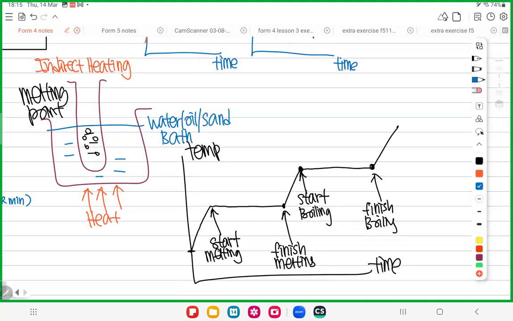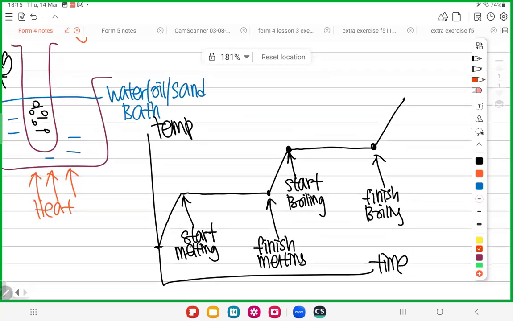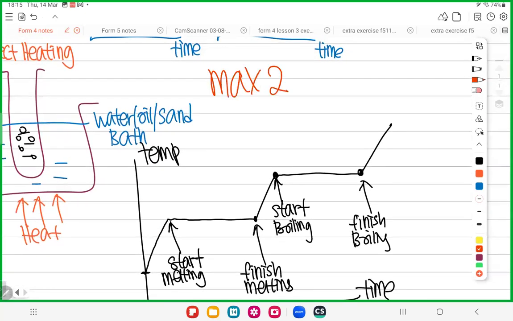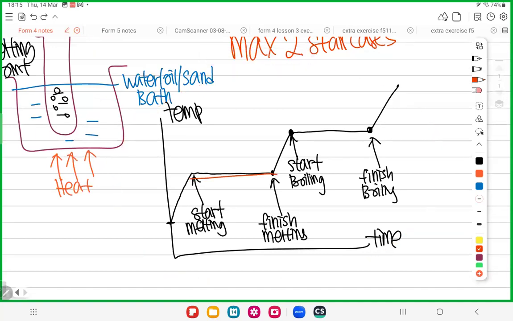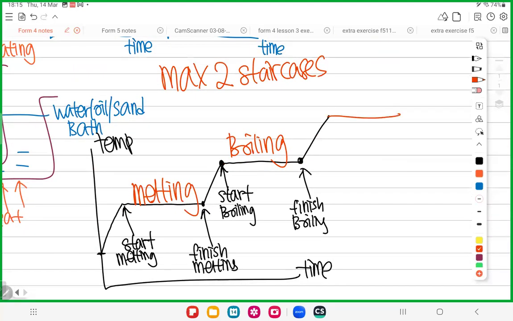Okay, that's it. So guys, why can we have maximum 2 staircases only? Because when you start heating the substance, the first horizontal line is melting. This is where the melting is happening. The second horizontal line is where the boiling is happening. After melting and boiling, is there any other thing you can do? Cannot. After boiling, everything becomes gas already. You keep on heating the gas, nothing else will happen.